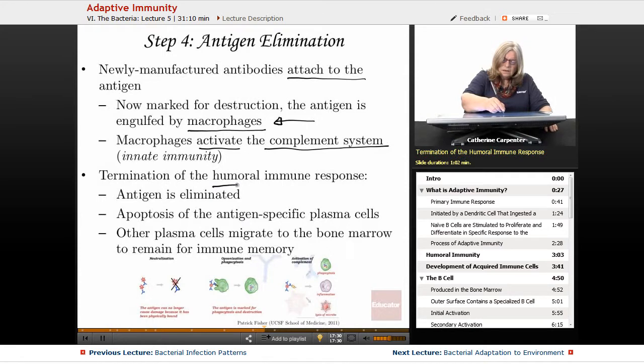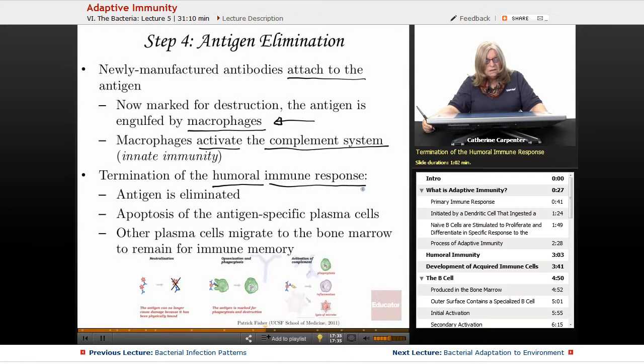So we stop the immune response when the antigen is eliminated, when the antigen-specific cells go through apoptosis, which is another word for cell death. And then we have other plasma cells that end up going back, so to speak, to the bone marrow, and these are the memory B cells, and they remain in the bone marrow and back into this immature state for a variable length of time. So in a sense, basically, we're going back to the beginning.